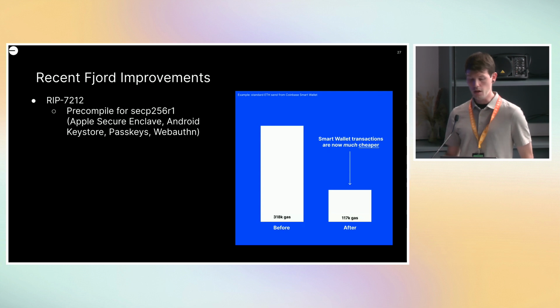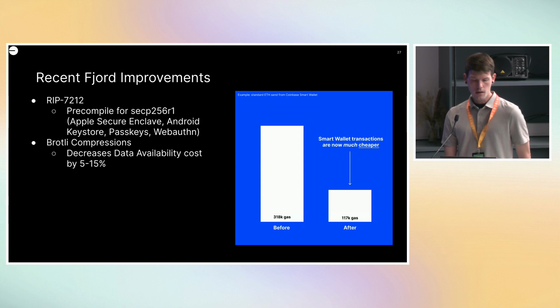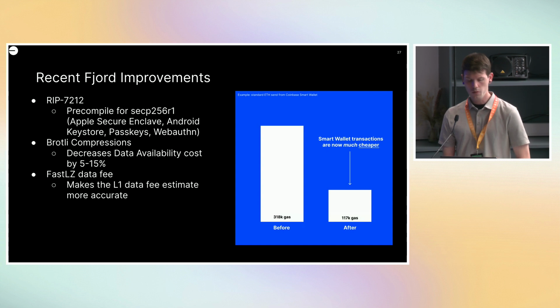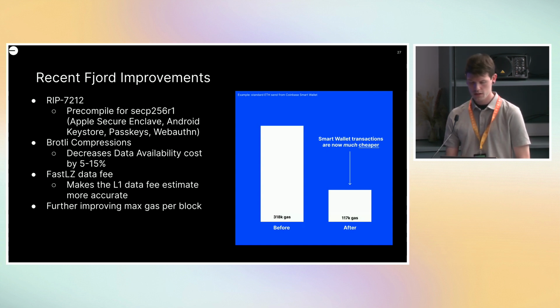And now they're much more in line. So I'm super excited that finally came out. Next, there's a Brotli compression improvement. Data availability cost is actually like 10 to 20% on mainnet, which I'm surprised, so gas fees are even less. And then we made the L1 data fee more accurate so that when you do estimations, it's better.